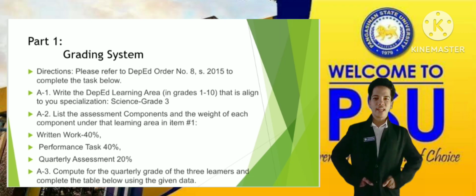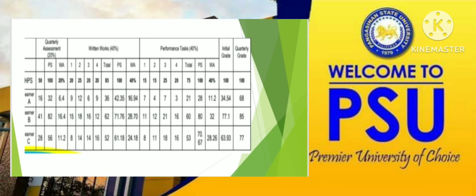A2. List the assessment component and the weight of each component under the task learning area in items 1. Written work 40%, performance task 40%, quarterly assessment 20%. A3. Compute for the quarterly grade of the 3 learners and complete the table below using the given data.